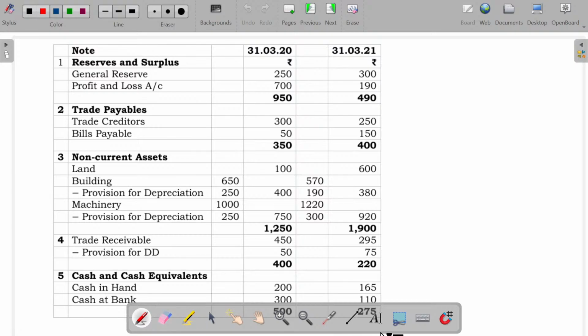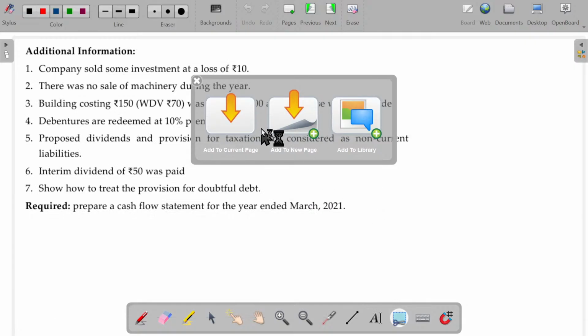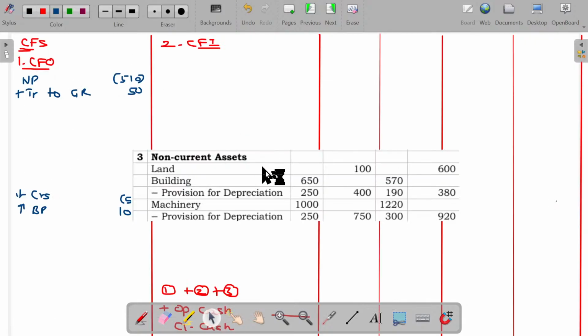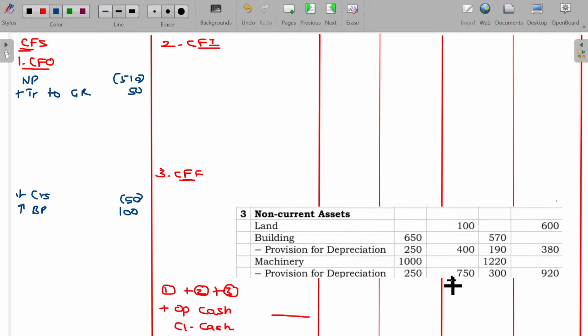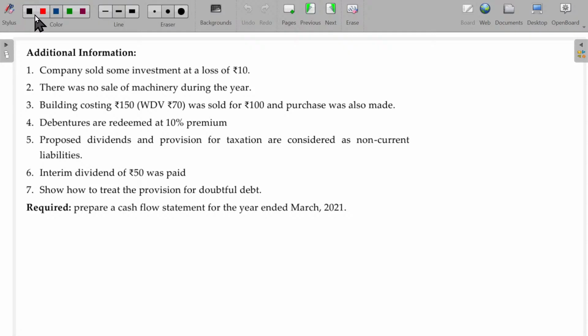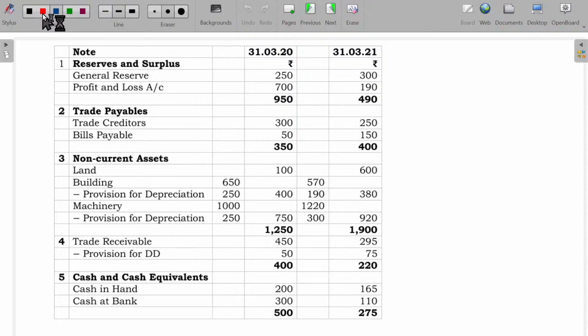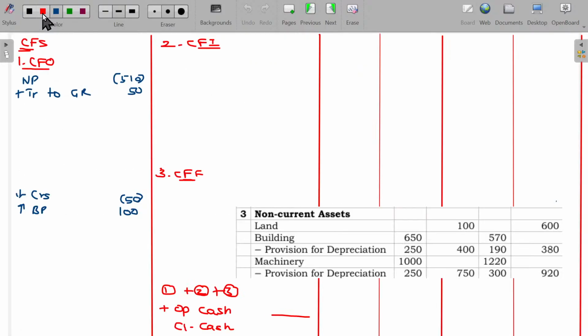Okay. And schedule number 3. Schedule number 3. Land has no depreciation, but initial value 100 becomes 600. What does it mean? Maybe purchases. Cross verify if there is any adjustments for the land. No. Okay, we don't have any adjustments, so we assume currently the difference between these two is nothing but purchase of land. Purchase of land is cash from investing, value being 500 rupees, outflow of cash.